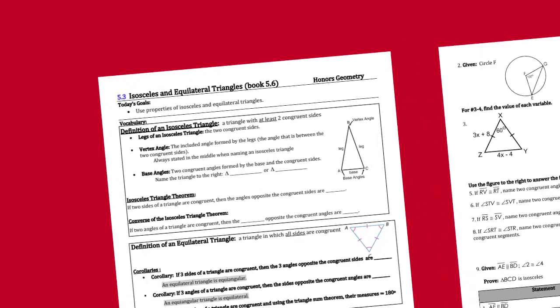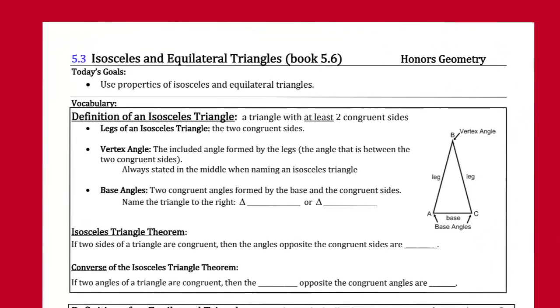Okay, so today we're going to be talking about isosceles and equilateral triangles, and we will be dealing with some theorems. If you have an isosceles triangle, there are two congruent sides and two congruent angles. The definition would be a triangle with at least two congruent sides. The legs are called the congruent sides.